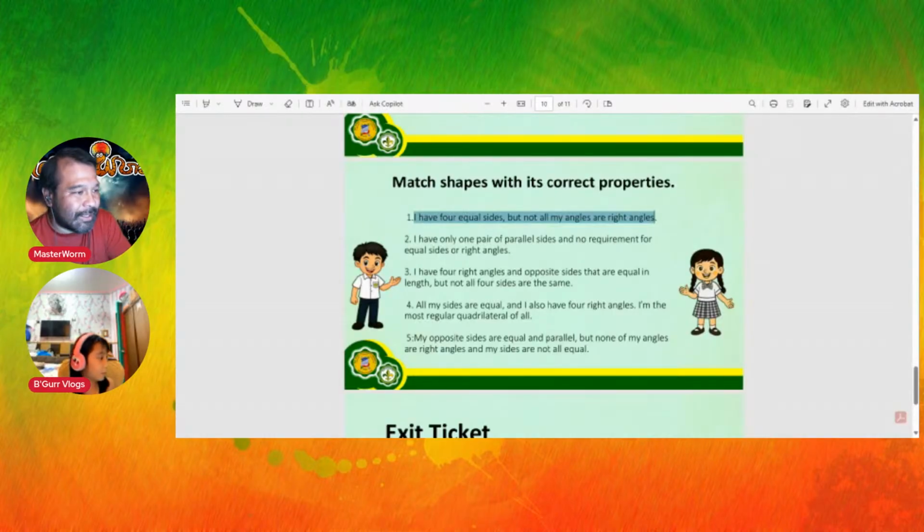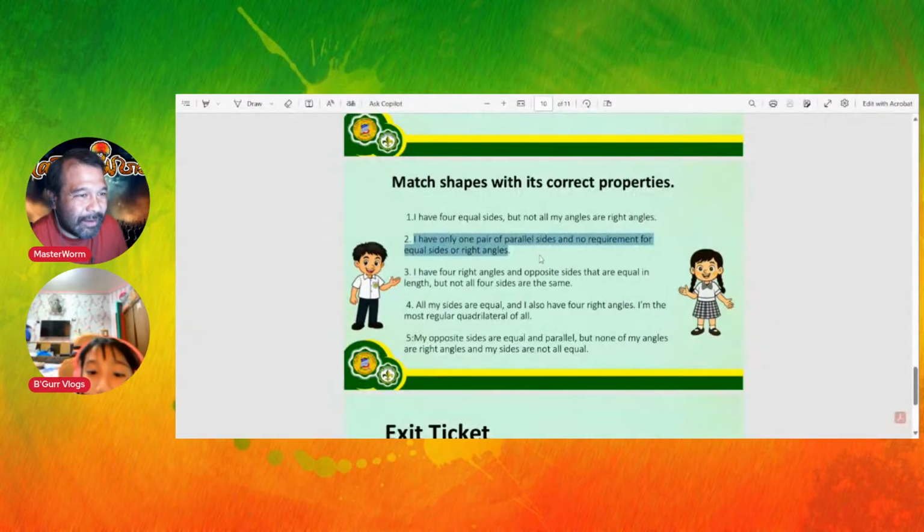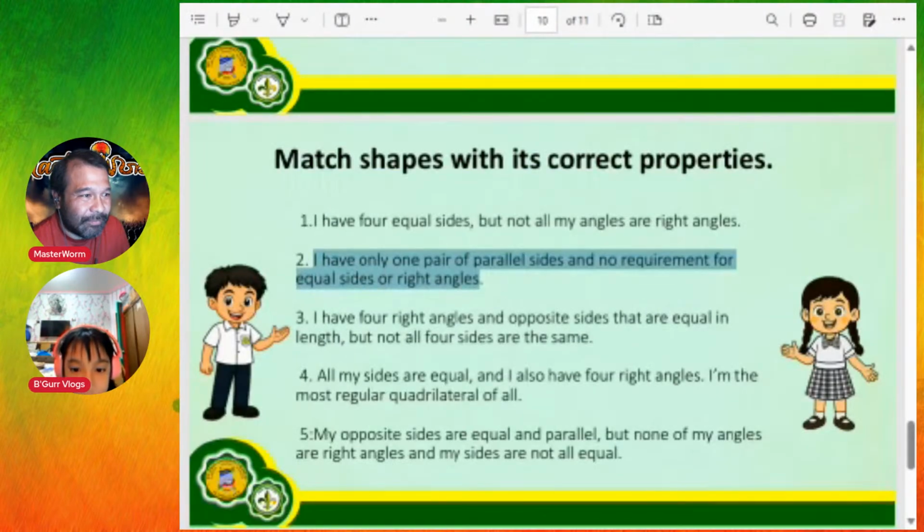Okay, the next is: I have only one pair of parallel sides and no requirement for equal sides or right angles. Do you know that?